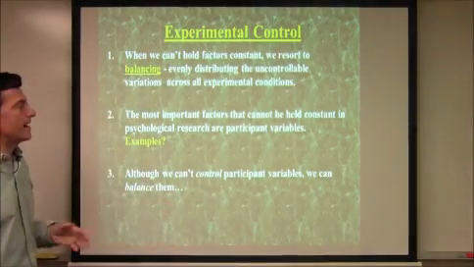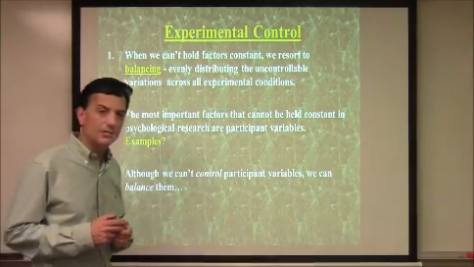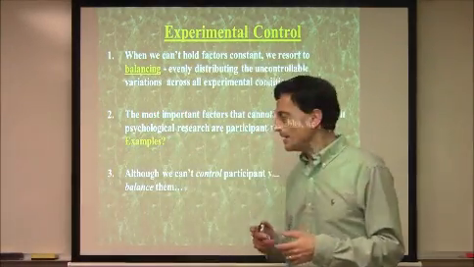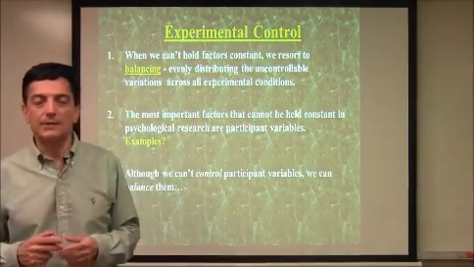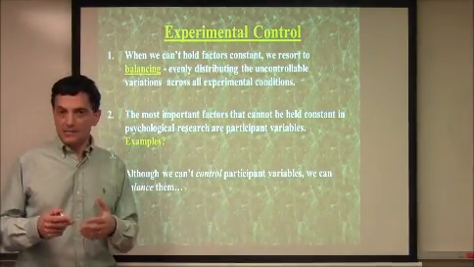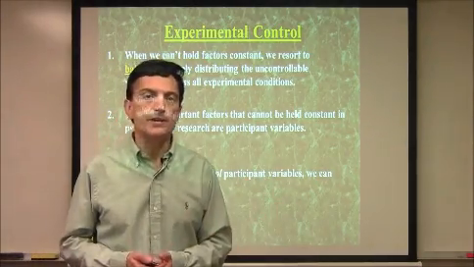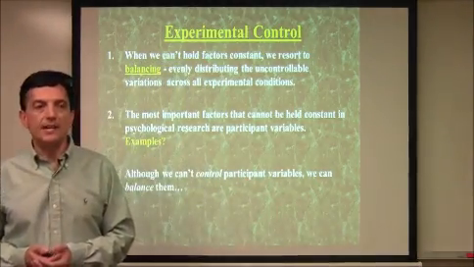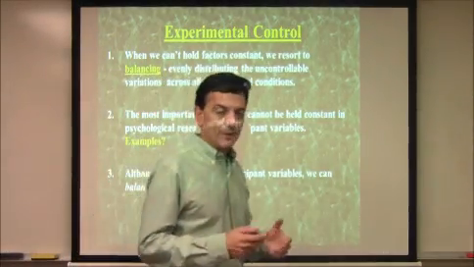Okay, the most important factors that cannot be held constant in most psychological research would be what we call participant variables. And you might have an idea about what we mean by participant variables. I'll give you some examples, just to make sure that it's really clear. In our studies, we are going to have lots of participants, and these participants might differ in any number of ways. It might be the case that they differ, for example, in gender, or they differ in their background experiences.